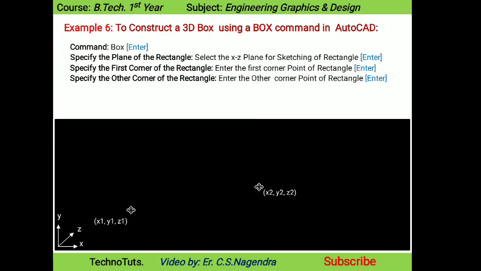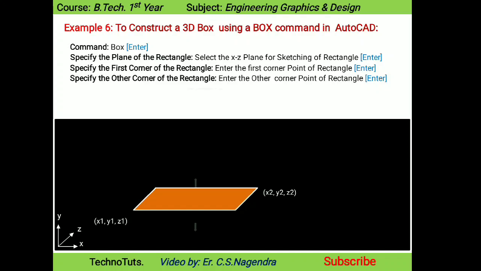Now the computer will ask you to specify the other corner of the rectangle. Type the coordinates of the other corner of the rectangle. You will see the x2, y2, z2 coordinates also visible on the screen, just constructing a line from the first corner to the other corner. Okay, you have seen that a 2D rectangle has been constructed.